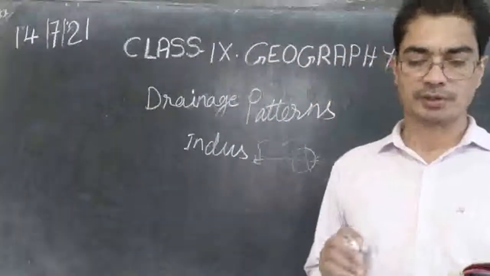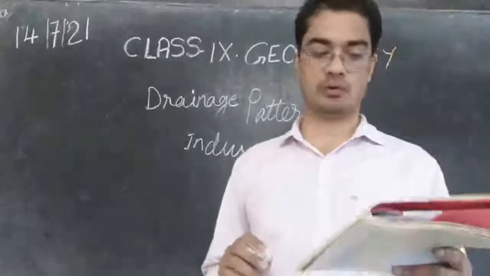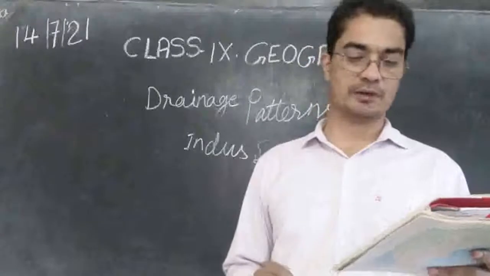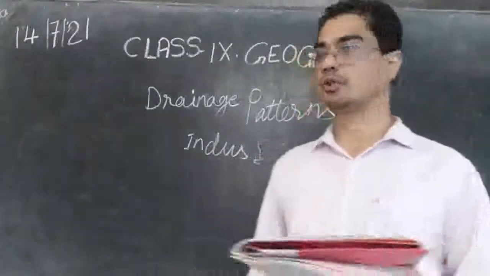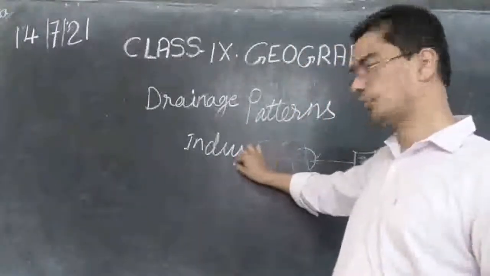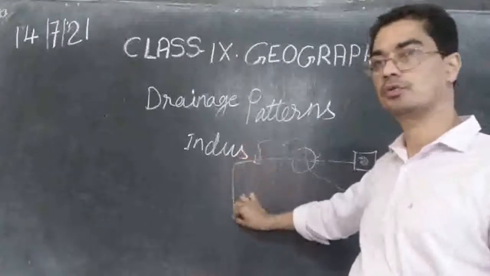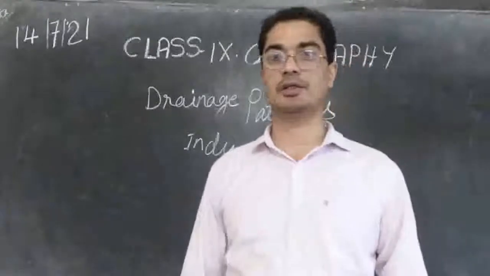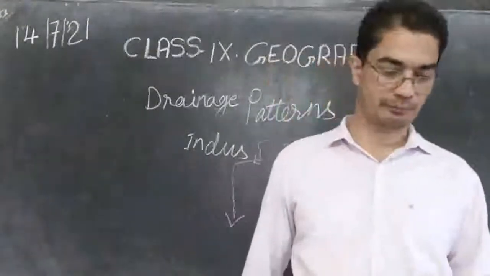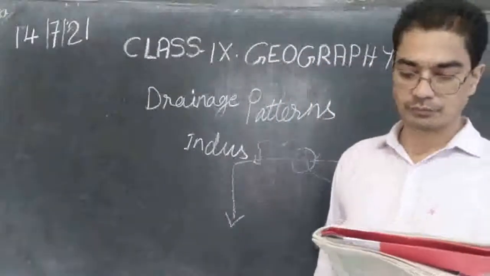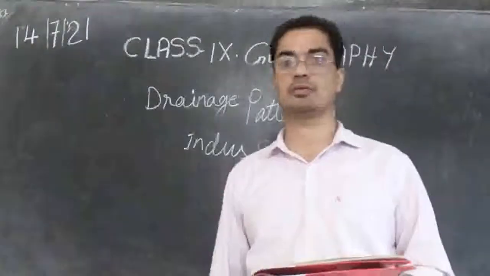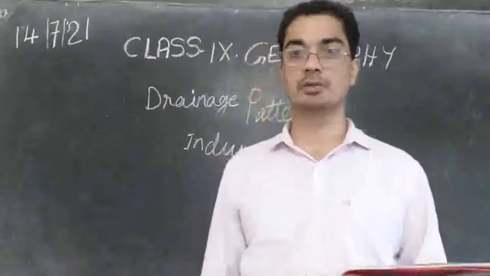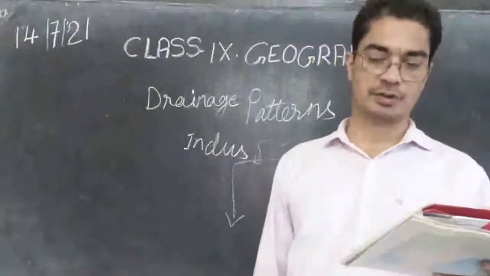Then beyond this, the Indus flows southwards, eventually reaching the Arabian Sea. So from here it will enter Pakistan, then it will go towards the south and then finally it will enter into the Arabian Sea, east of Karachi. So at the eastern side of Karachi, the river will be joining the Arabian Sea.